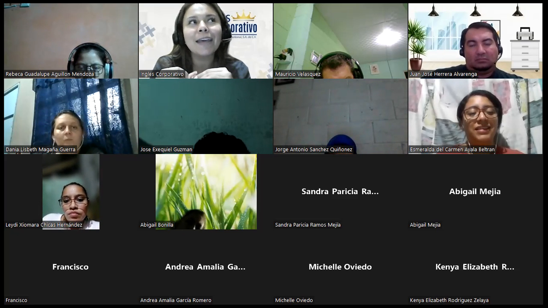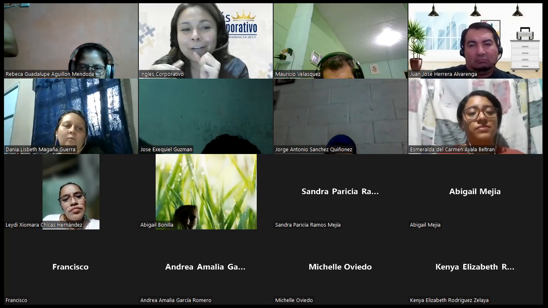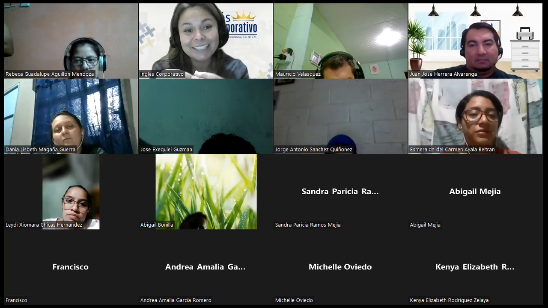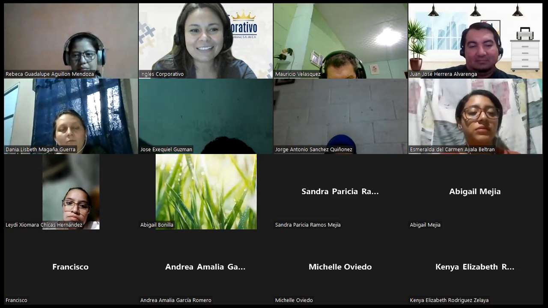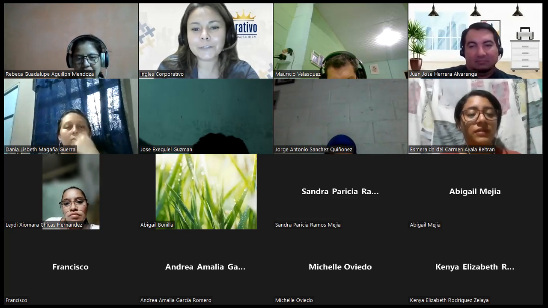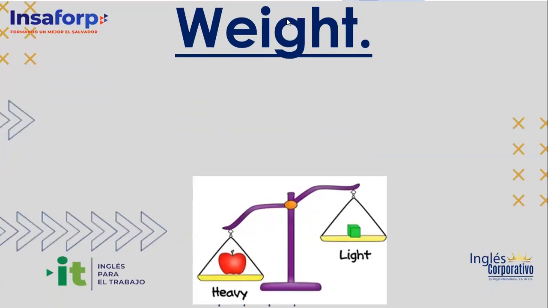What about the size of a truck? Camión. Medium or large? Large, depending, right? If it is a trailer, it would be large. Definitely, it depends. What about a train? Very large. Large, exactly. Very good so far. Okay, what about a television? Medium, definitely. A house? Big. Exactly, very good. Let's continue with weight.